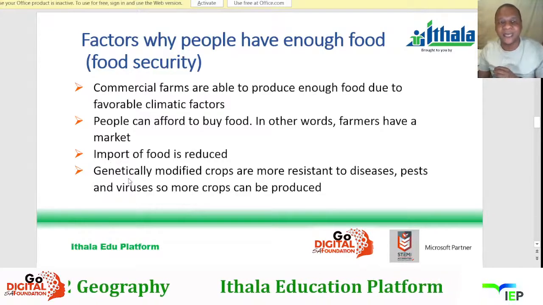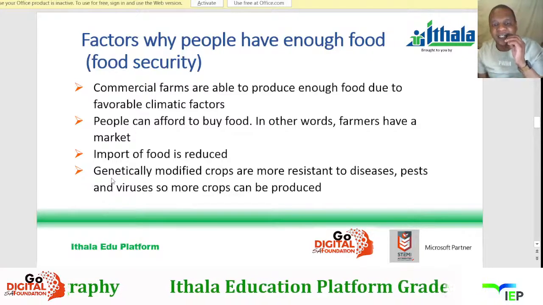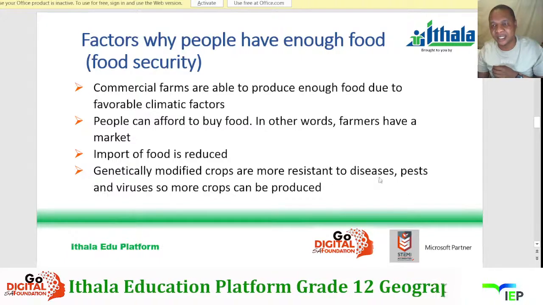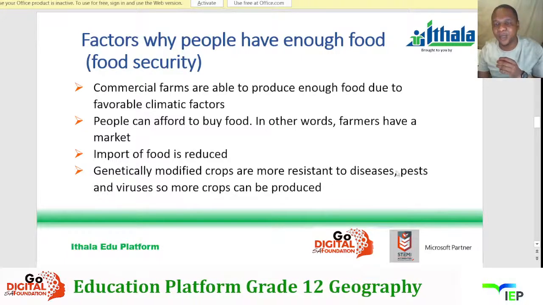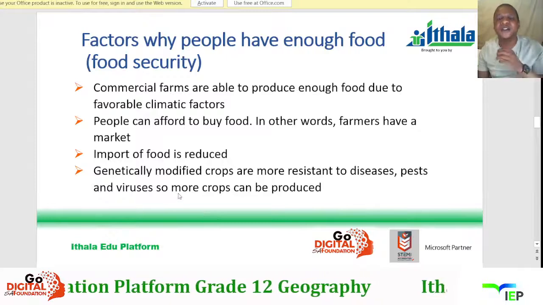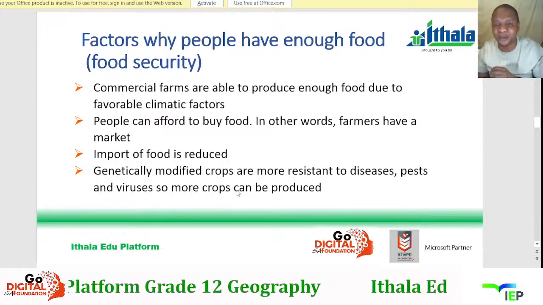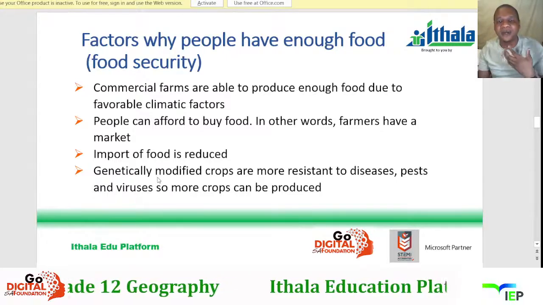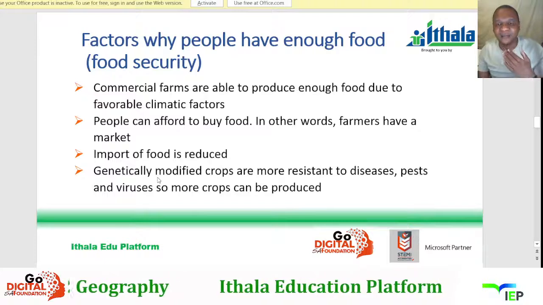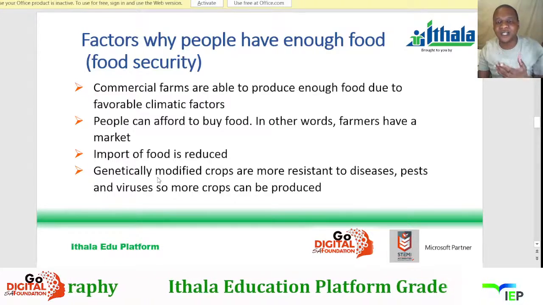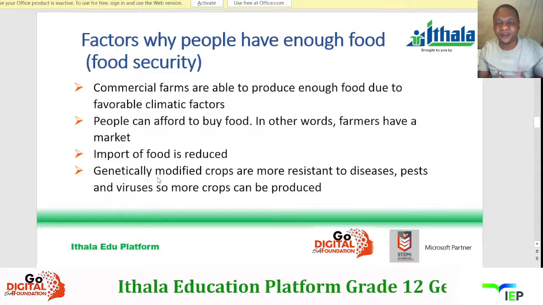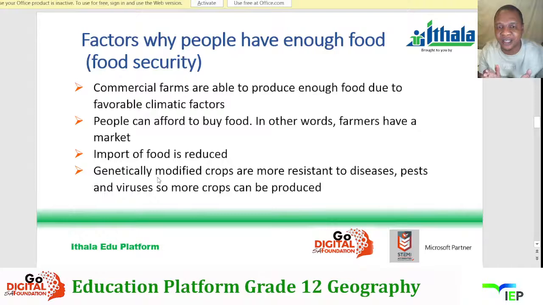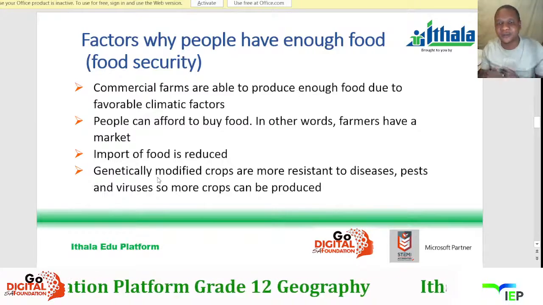Okay, lastly, the last point: genetically modified crops are more resistant to diseases. They are more resistant to pests and also viruses, so more crops can be produced in this way. A genetically modified crop is a crop that can live longer. It is modified so that it can cope with the situation. So you can even export these crops to overseas markets.